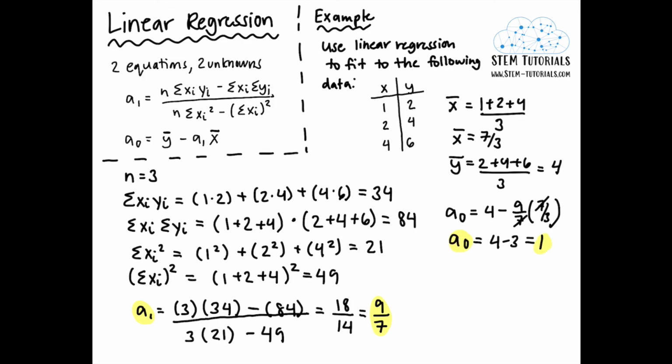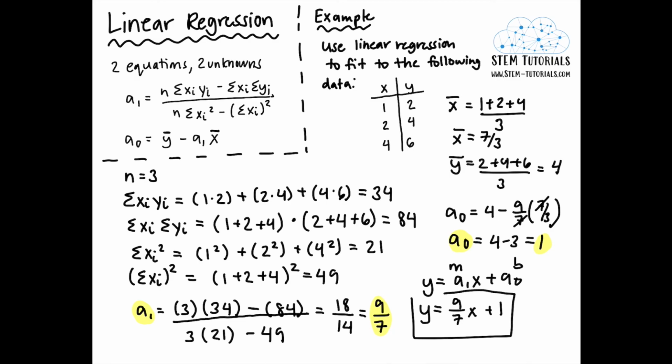And so we can write down our equation of the line. So we've said our y equals our a1x plus a0, or our mx plus b, whatever you want to call it. And so we get an answer that our optimal equation of the line to fit to these data points will equal y equals 9 over 7x plus 1. And with this, we've answered the question.